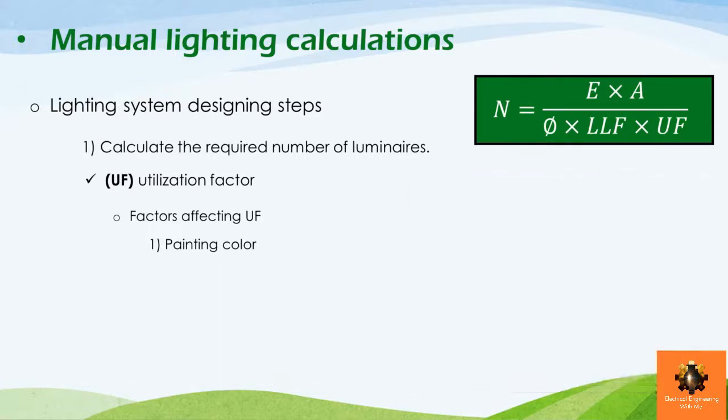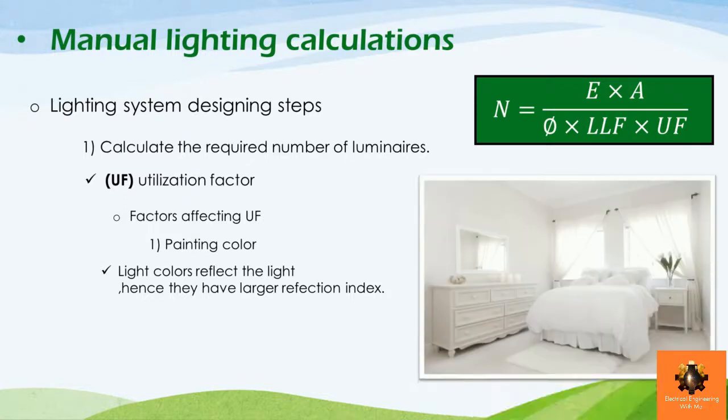But this reflection of the light rays depends also on the color that the light falls on. This means that when the room has light colors, its reflection index will be large, and this is because light colors reflect the light greatly, or they don't absorb the light. For example, if the room we are working on has white color, as the white color is very light, it doesn't absorb the light rays, hence the light will be reflected from the walls and the ceiling, so its reflection index will be very large.